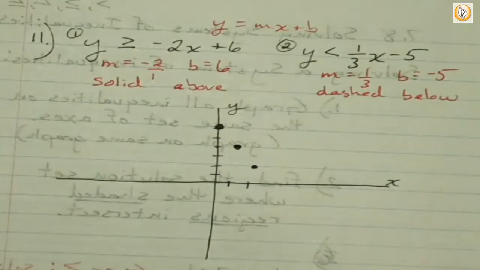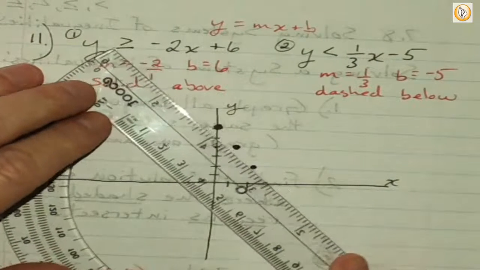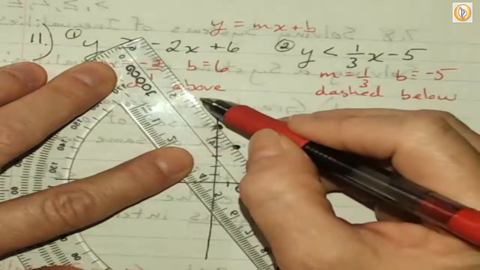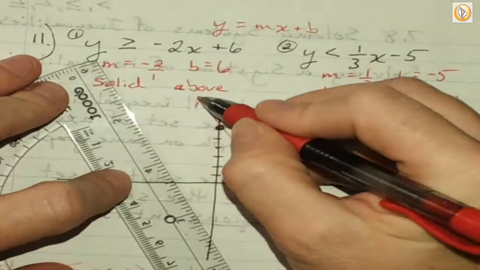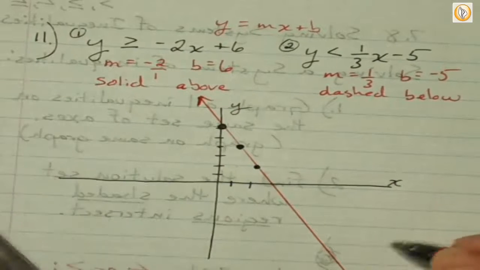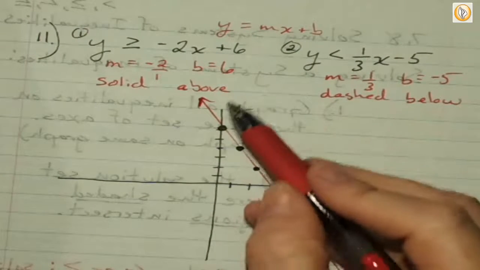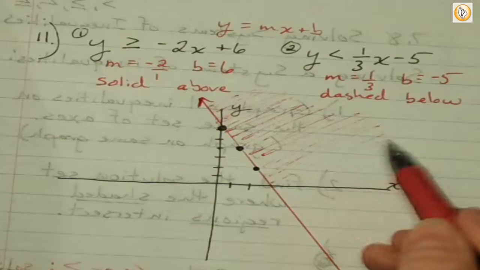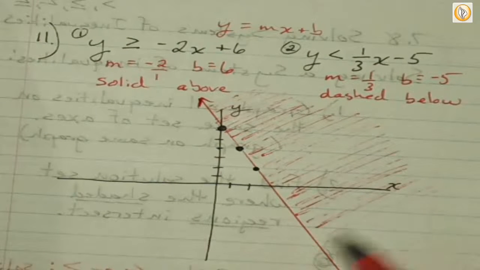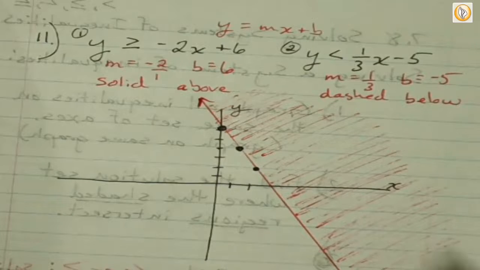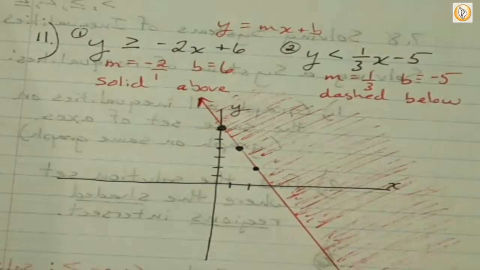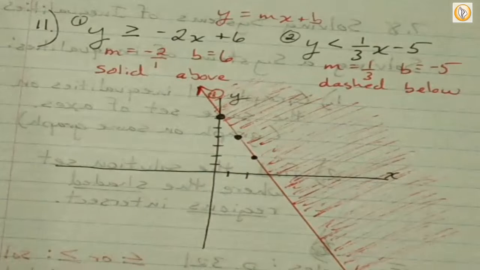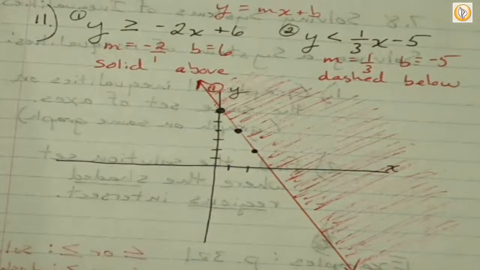Okay, it's a solid line, and we shade above. I'm shading lightly so that I'll be able to easily see where the shading crosses. And that is for line 1. Y'all with me so far?